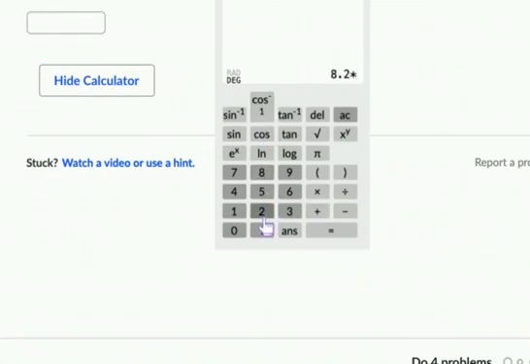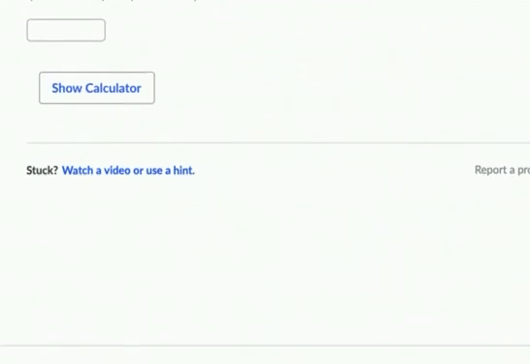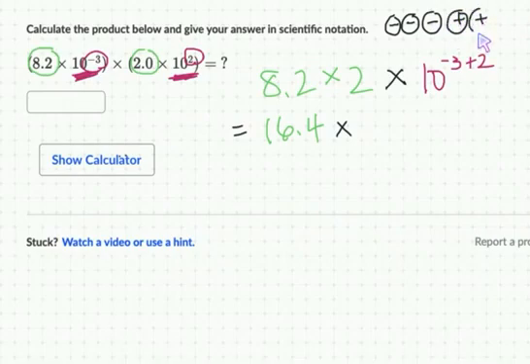(8.2) times 2, I get 16.4. So that's what I got for the first part, 16.4. My second part, I am using the exponent rules of adding. So -3 plus 2, that means I have 3 negatives and I have 2 positives. Each pair cancels out, so I'm left with 1 negative. So that's 10 to the -1st power. Or I can use my calculator for that.